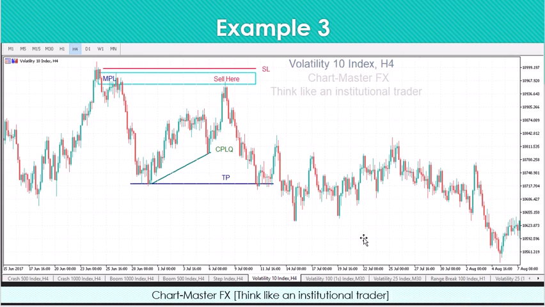Example number 3, we are on volatility 10 index H4. So what happened guys here is that we had an MPL area here, and we had a DM here. The price dropped with heavy momentum going to the downside, which is more of a momentum shift. And when the price was approaching that MPL, it was approaching it in the form of a weak momentum. So what happened here is that the price compressed to the upside and it went down.